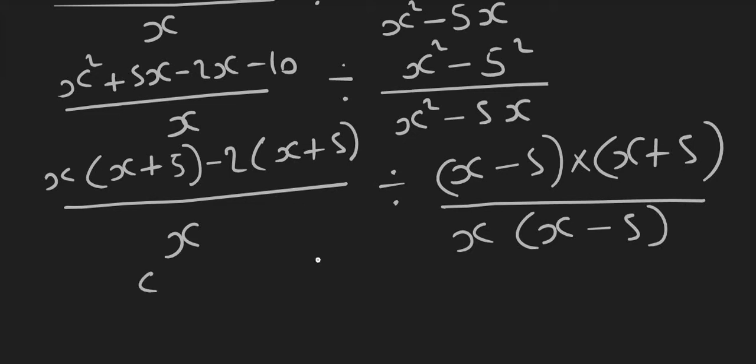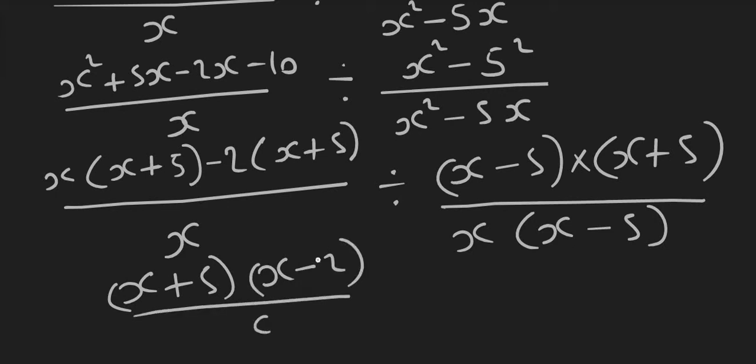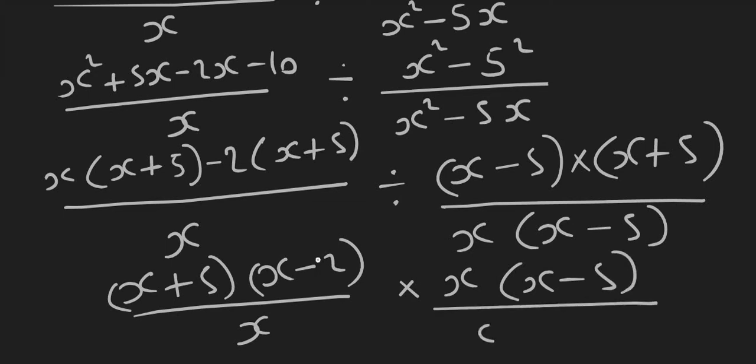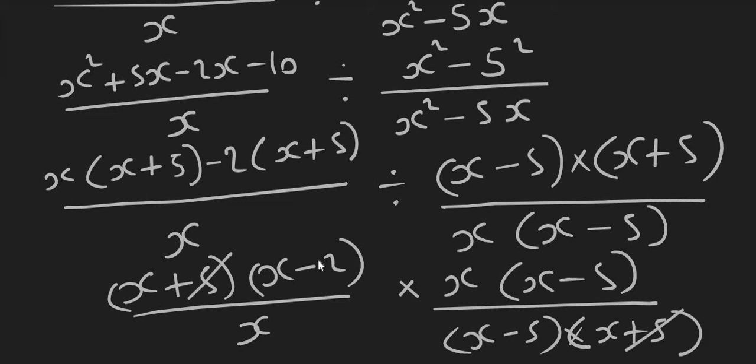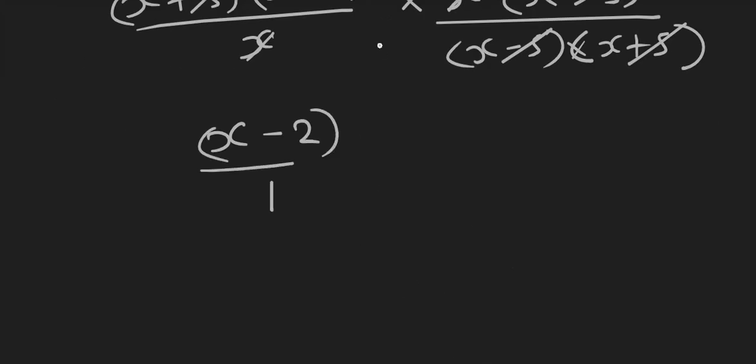We take the common term out, x plus 5 into x minus 2 divided by x, multiplied by x into x minus 5 divided by x minus 5 into x plus 5. And we can cancel off x plus 5 and the x plus 5 on the denominator of the other fraction. x and x can be cancelled off. x minus 5 can be cancelled off against x minus 5. Therefore, we can write x minus 2 over 1 as our answer.